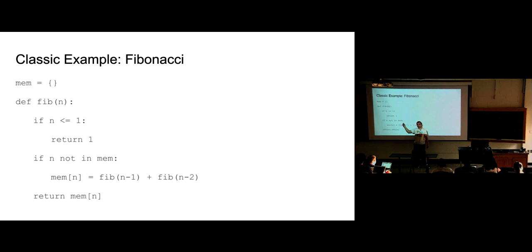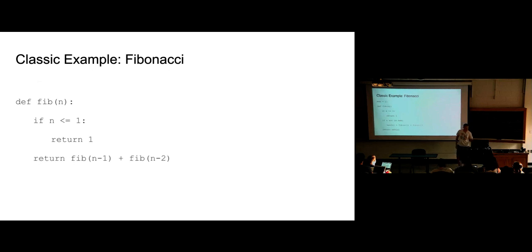So the benefit of this is that if n is already in the memory, if we've already computed the Fibonacci of n, we're not going to recurse at all. The function will execute in constant time if we've already calculated that value of Fibonacci. So that's dynamic programming. So this is top-down dynamic programming.